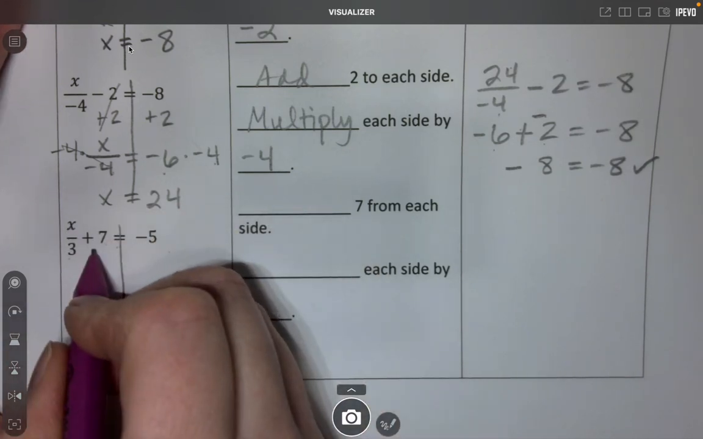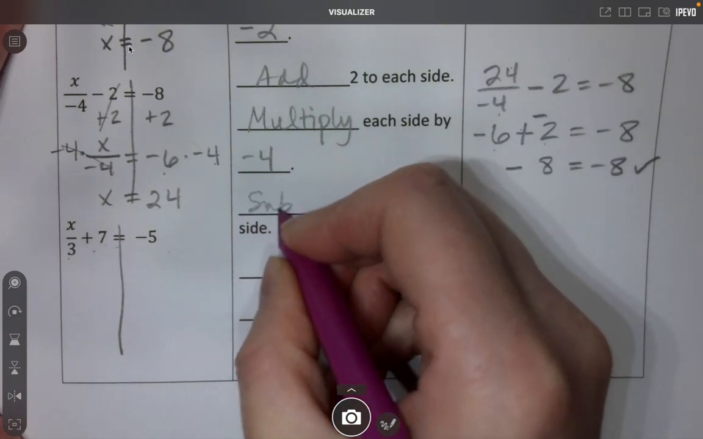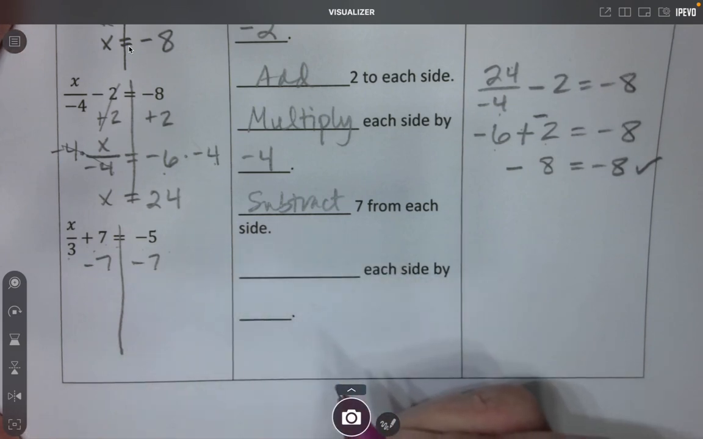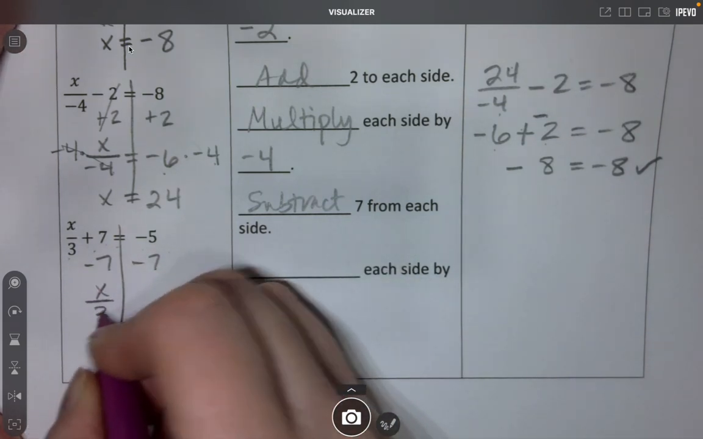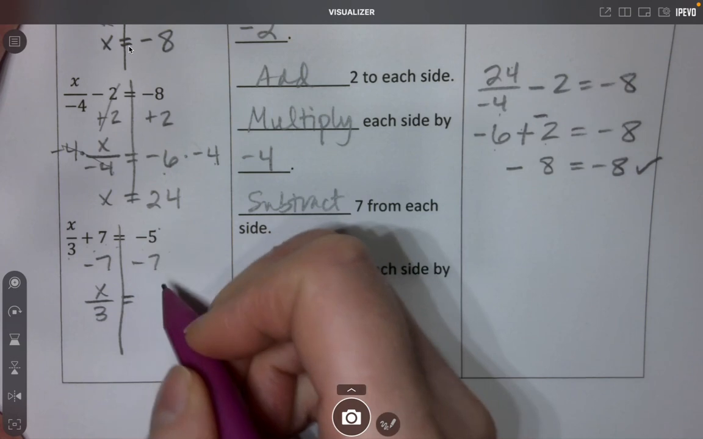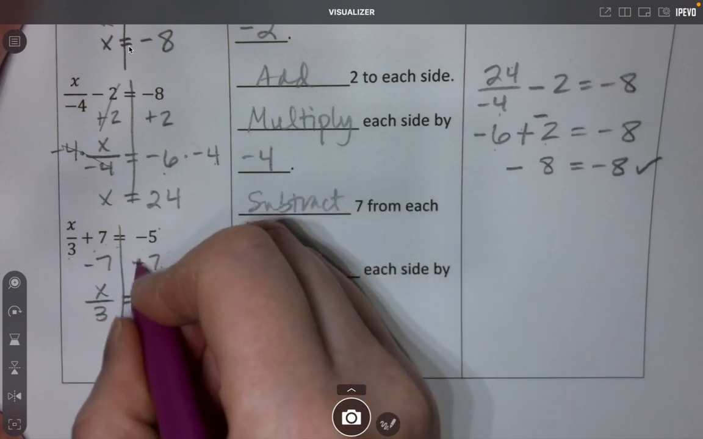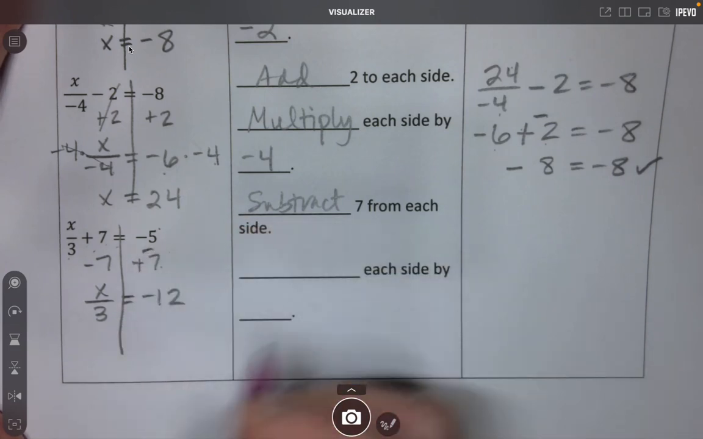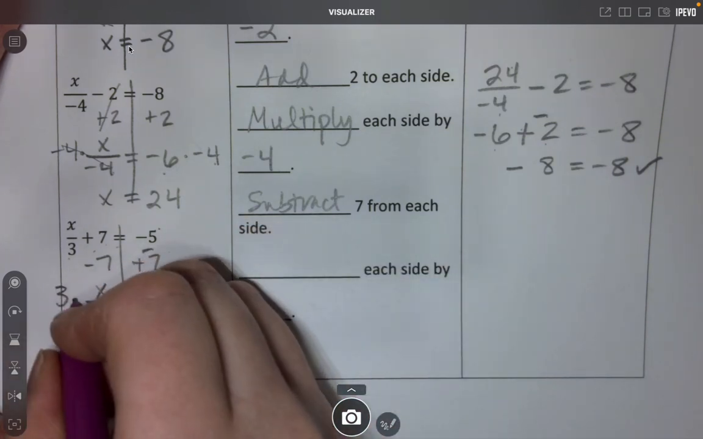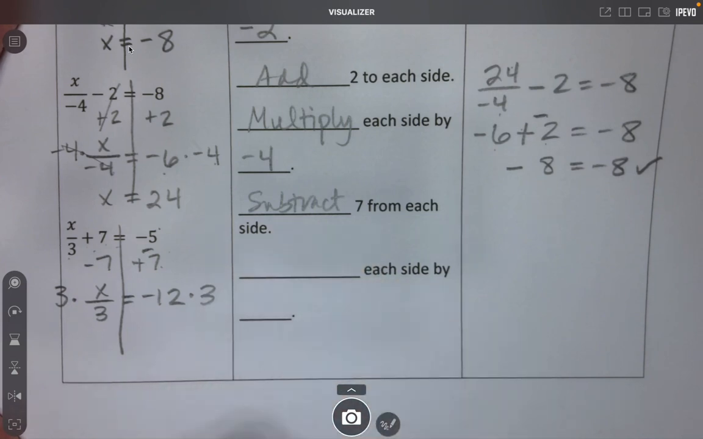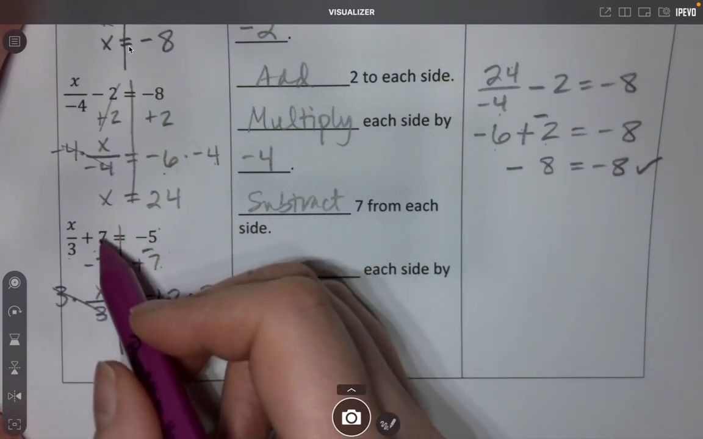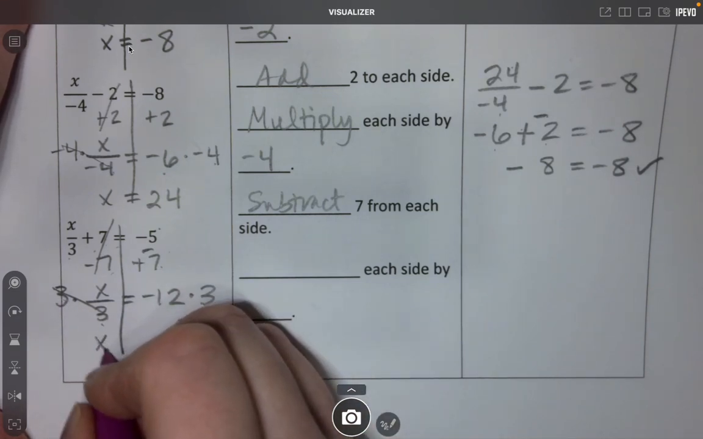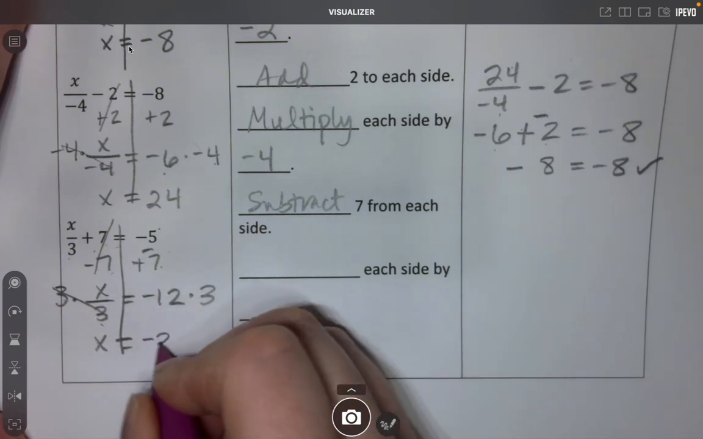So the way to undo addition is to subtract. So we're subtracting 7 on both sides. X divided by 3 equals -5 minus 7, which is -5 plus -7. That makes a -12. So then I would want to multiply both sides by 3. And that gives me a 1x. So the 7 minus 7 gives me a 0. 3 divided by 3 gives me a 1. So I have a 1x, or x by itself, equals -36.